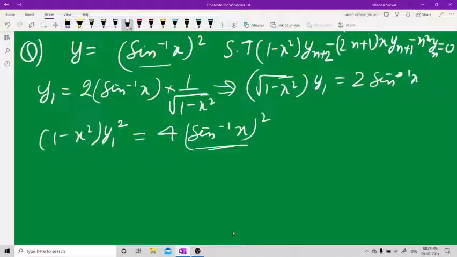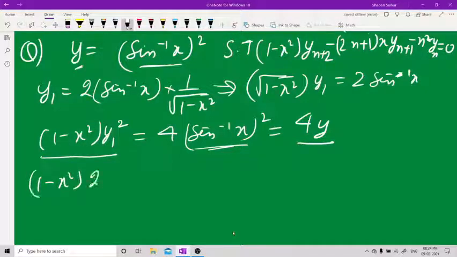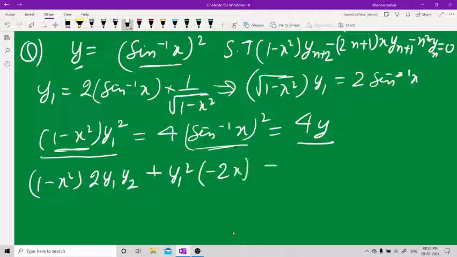Now this sine inverse x whole square is nothing but y. So this is 4y. Now differentiate this and this expression. Now 1 minus x square first function as it is, differentiation of the second function y1, first derivative, second derivative, and 4y. Okay, sorry, I made a mistake. Then you have to do the second function plus y1 square. Then you differentiate this much part, you will get minus 2x equal to 4y1. Now you cancel 2y1 from all sides. 2y1, y1, 2 gone, y1 is gone, your 2 is left.